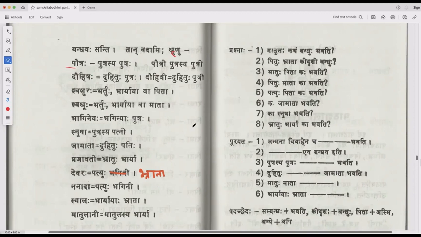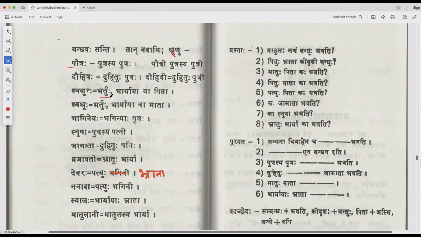Sujan. Shvashuraha, bhartuh bharyayaha va pita. Bhartuh, bharta again is husband. This is like pituh. When you saw pituh, the same way you'll talk of bhartru. Bhartri shabdha, rikaranta pullinga, shashti vibhakti ekavachanam. Bharyayaha, akaranta strilinga bharya shabdaha, shashti vibhakti ekavachanam. So bhartuh bharyayaha va pita, father of either the husband or the wife is shvashuraha, father-in-law.